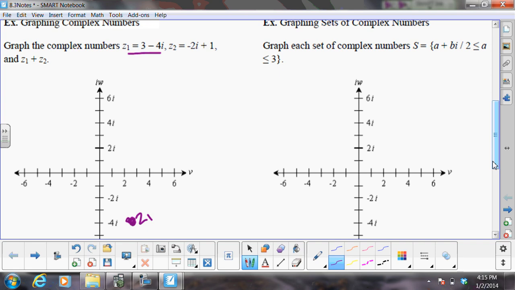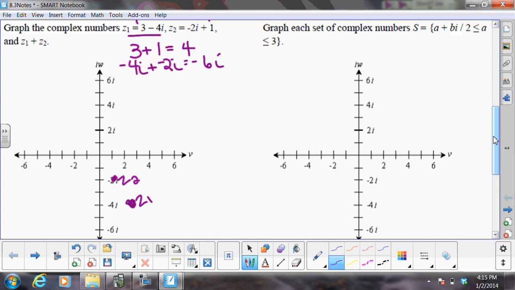Negative 2i plus 1. Well, you go over 1, even though the imaginary part's first. They're tricky here. Go down to negative 2i. This is z2. And you want to add z1 and z2 to get a new point. Well, you add the real parts together. 3 plus 1 is 4. Add imaginaries together. You get negative 6i. I'm going to have to move this down a little bit. Then we go over to 4, down to negative 6, put a dot, and that's z1 plus z2.